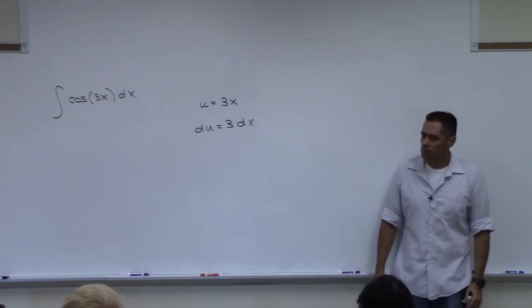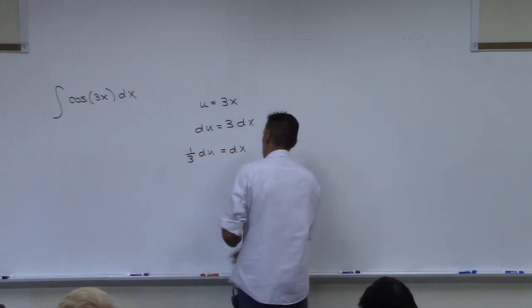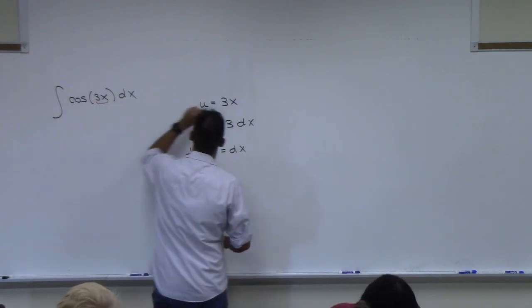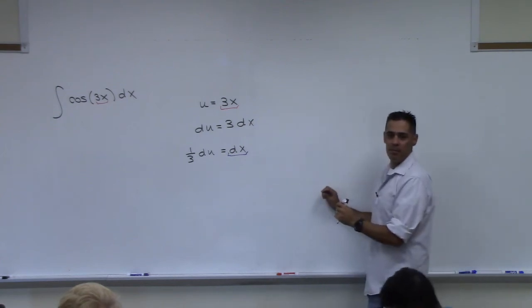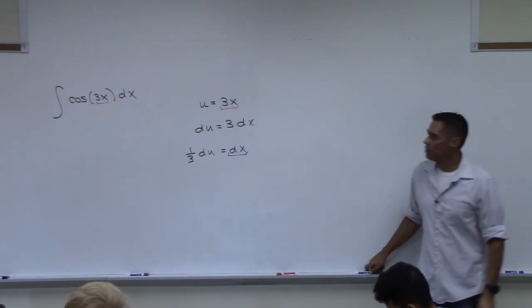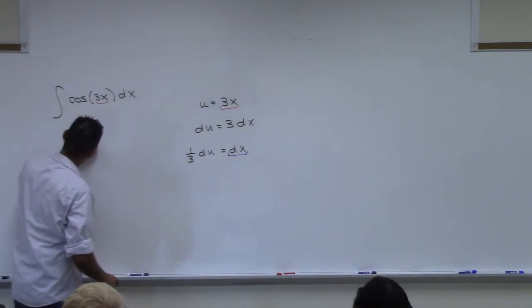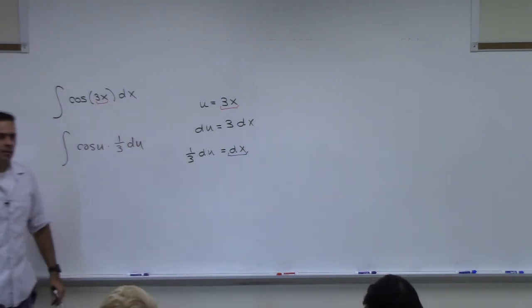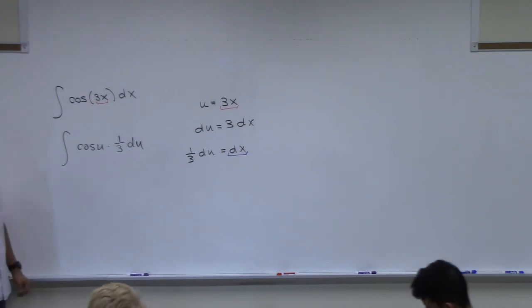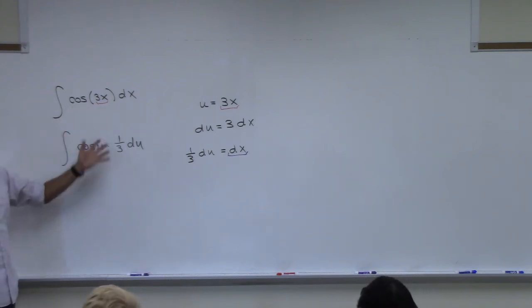And now I can multiply both sides by a third. And so anywhere I see 3x, it'll be replaced with u. And anywhere I see just dx, right? It'll be replaced with 1/3 du. So this now becomes cosine u times dx, which is 1/3 du. And I think from there you can probably take it, right? 1/3 sine of u plus c, but then replace u with 3x. So this problem is done with basic u sub.